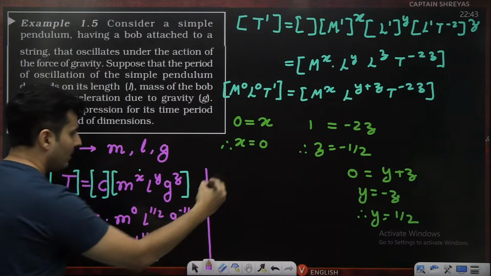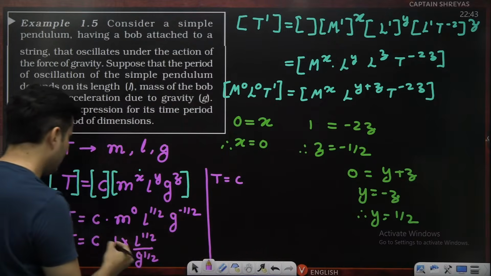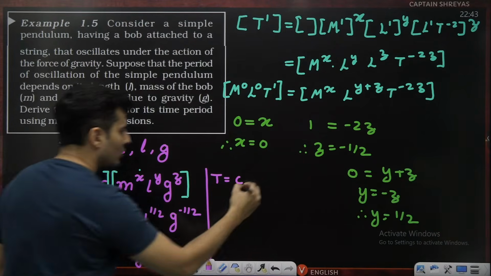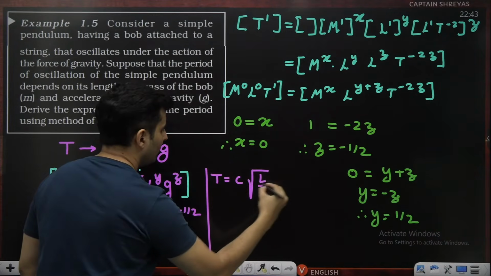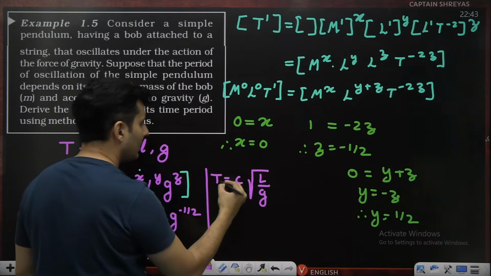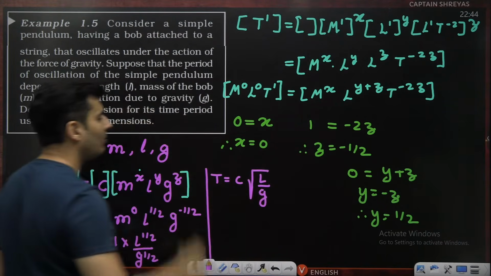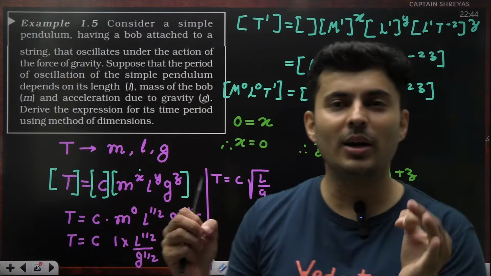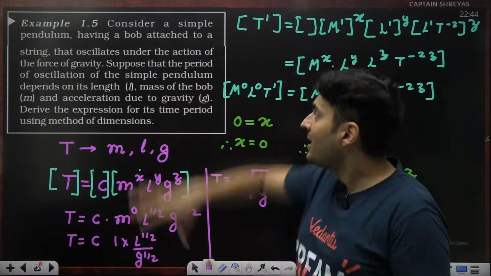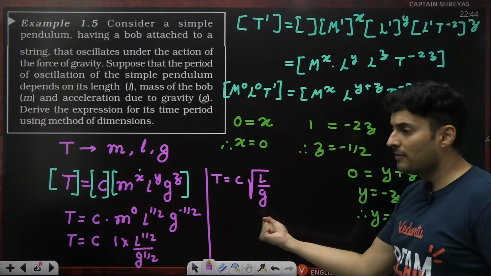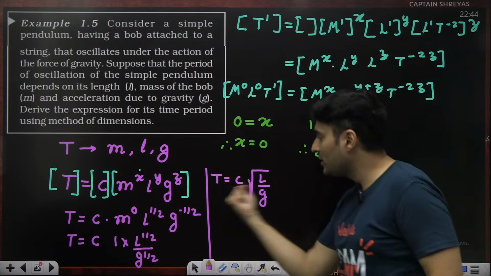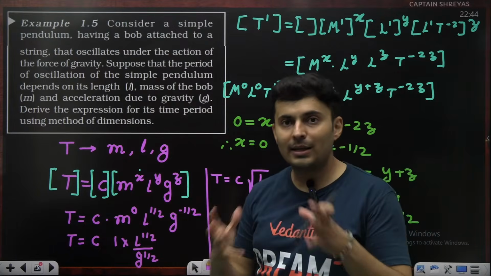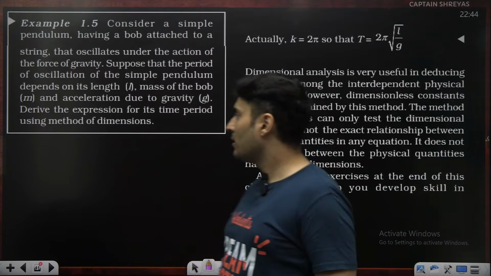So in the next step, time will be some constant. This one is 1 only. So I can just put it under the root because raised to half means root. So time is constant into root L by g. So this is how the formula will look. This is what dimensional analysis helped us do: deduce a relationship between the variables. That was that application. Okay.